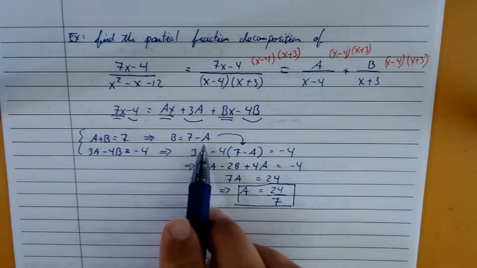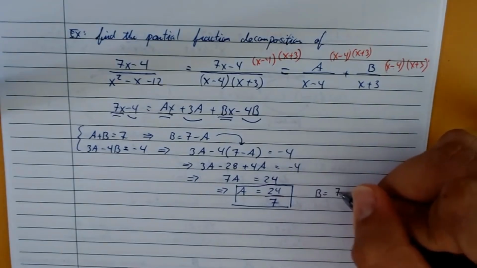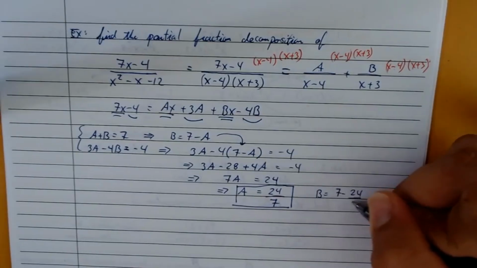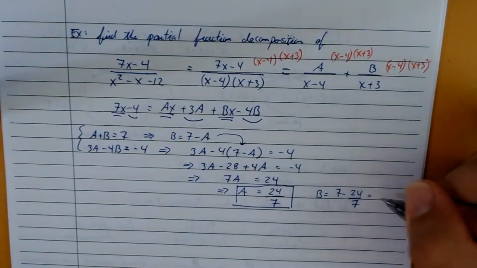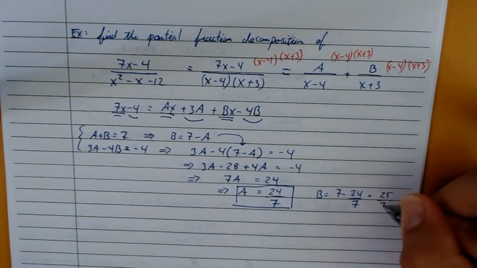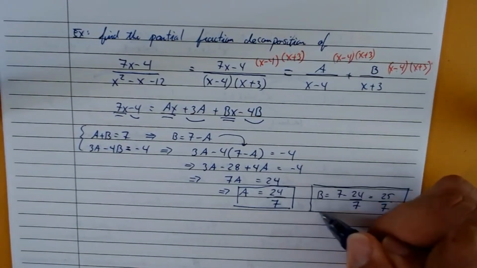Oh, but B is 7 minus whatever A is. Okay, so B is equal to 7 minus 24 over 7. So that will give us what? 25 over 7. And those are our results.